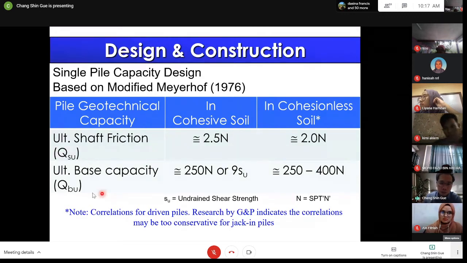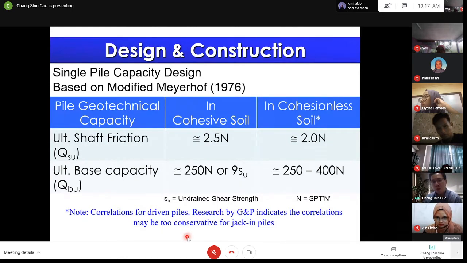So these correlations are typically used for driven piles, and based on our research, sometimes such correlations may be too conservative for bored piles. So that's why it's very important that you start off with your design, but you actually do testing. And then if you find that you are too conservative, then you can revise and optimize your design further.